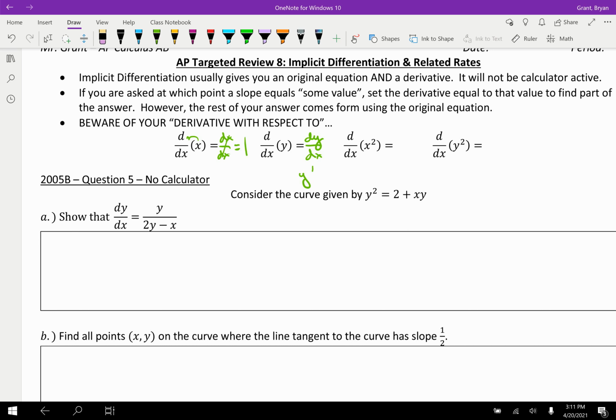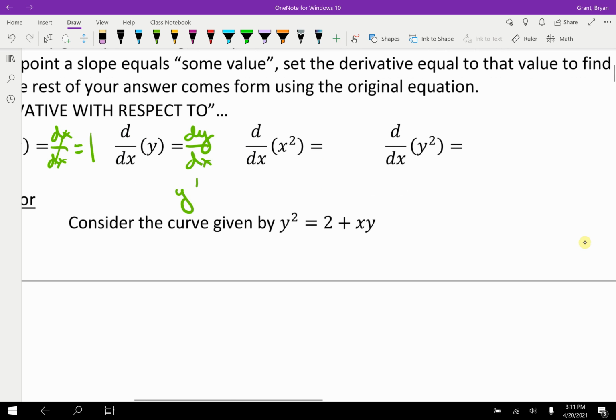So d dx of x squared, I like to think of it this way. The 2 is going to come down. X stays the same to the first power. What did we do there? We did the derivative of the square. We completely ignored the x. We left it where it was.